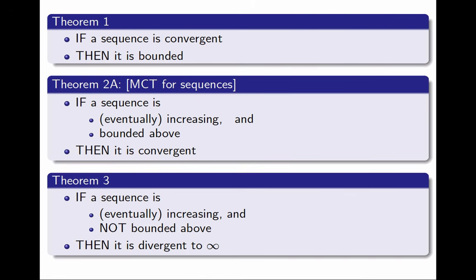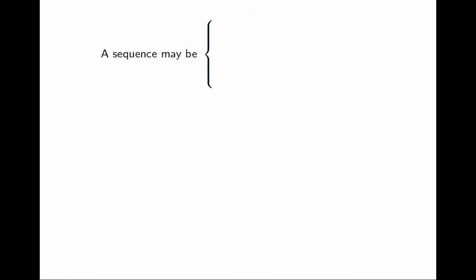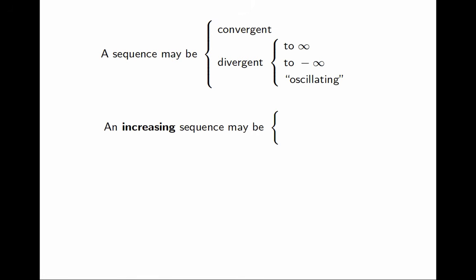Theorem 2 and 3 together tell us that the behavior of an increasing sequence is very restricted. Here's what I mean. In general, a sequence may be convergent or divergent. And if it is divergent, it may be divergent to infinity, to minus infinity, or divergent in a different way. For lack of a better term, I will call this divergent oscillating. However, according to theorems 2 and 3, an increasing sequence may only be convergent if it is bounded above, or divergent to infinity if it isn't bounded above. This will become very useful later when we talk about series.